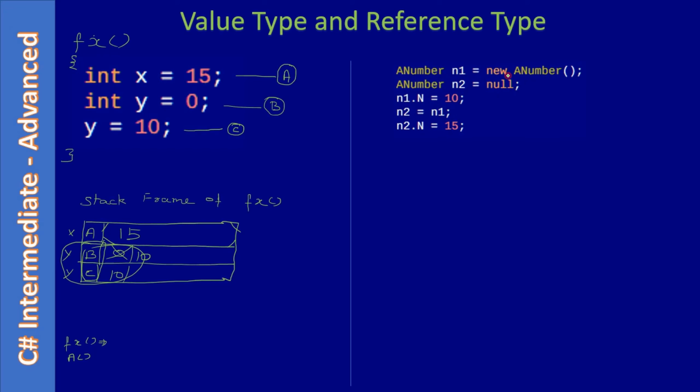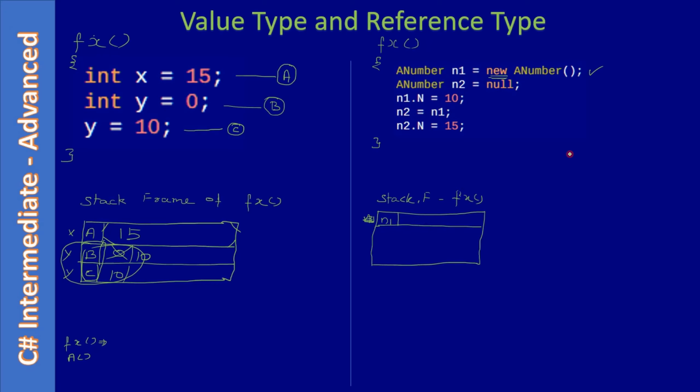In C# we use the keyword new to allocate some memory on the heap. Once again we will consider that the stack frame here is for fx. Let's say this is the first statement you are executing. A space will be allocated for n1, and the content here is not a value type, it's a reference.